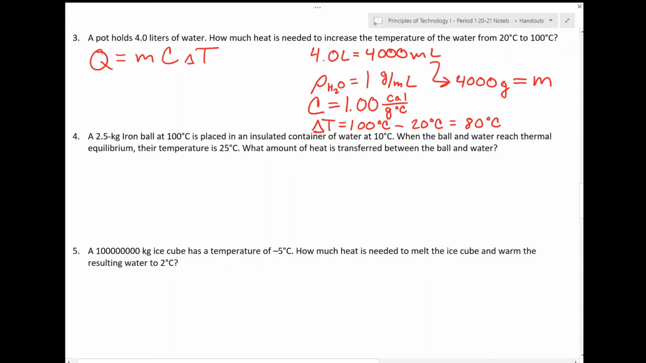We make our appropriate substitutions. The mass is 4,000 grams. The specific heat is 1 calorie per gram degrees Celsius. And the change in temperature is 80 degrees Celsius. The degrees Celsius cancel out, the grams cancel out, and we are left with 320,000 calories of heat.